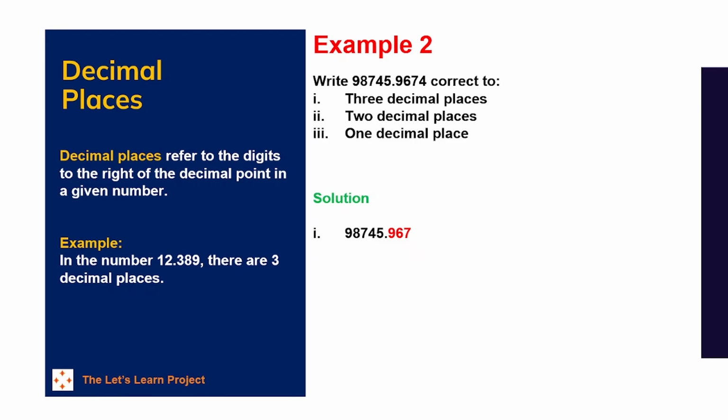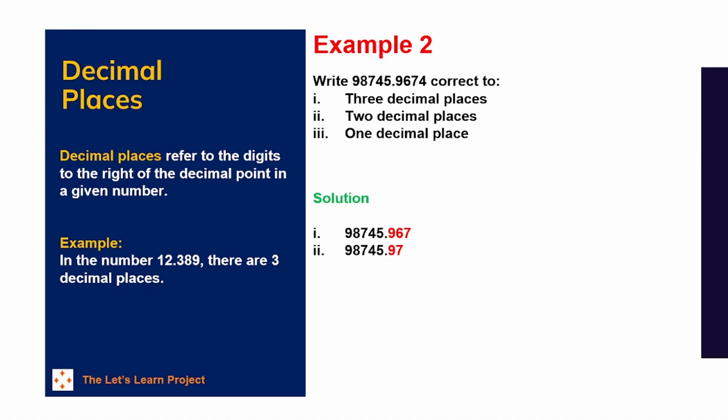Then we look to the right of the last required decimal place. The number there is 7. Since 7 is part of the big digits, that is the digits from 5 to 9, we would have to add 1 to the 6. And when we do that, it means our answer is going to be 98,745.97, as we see in the solution here.